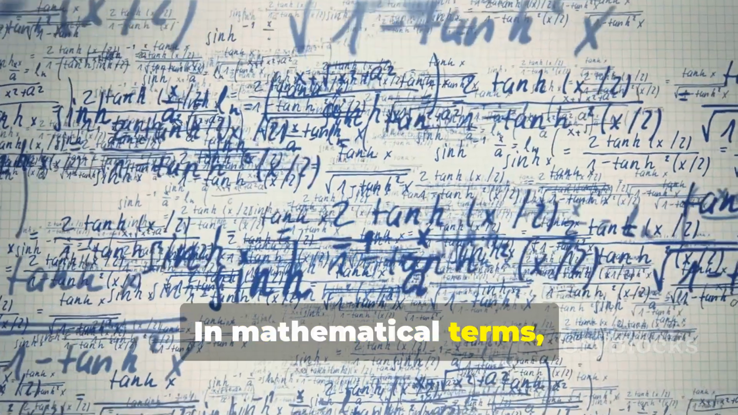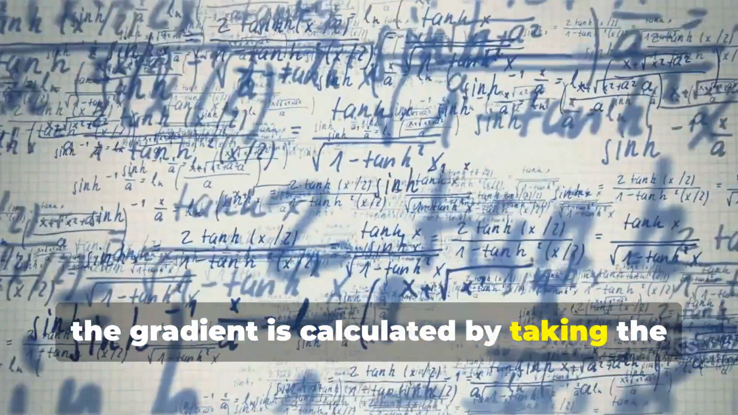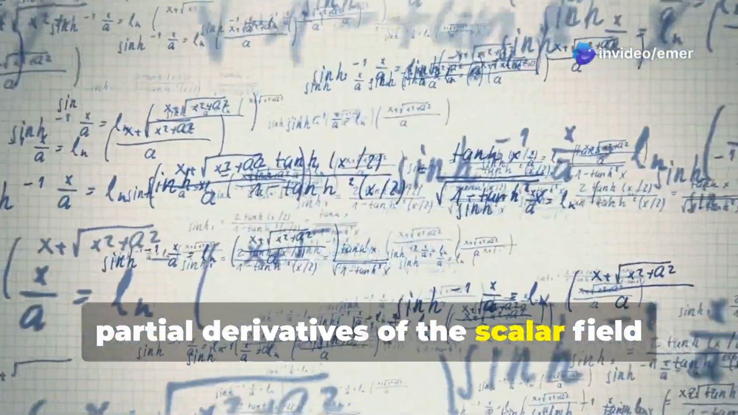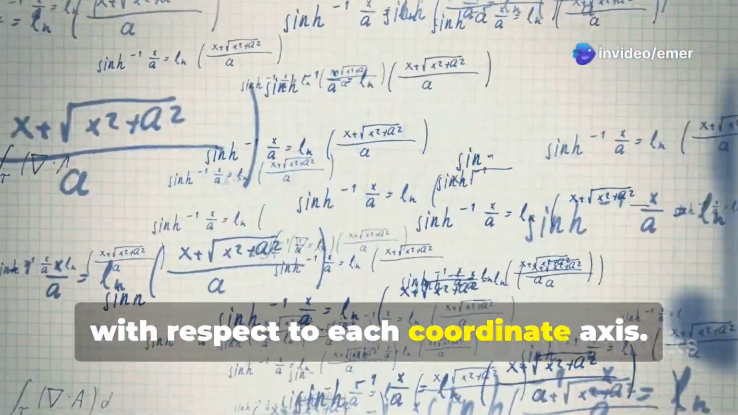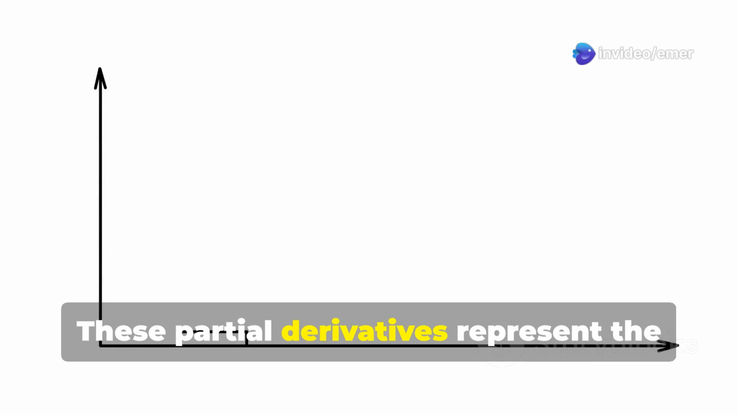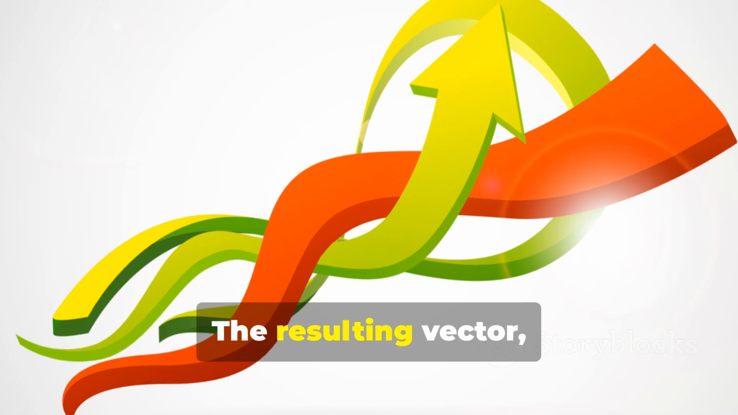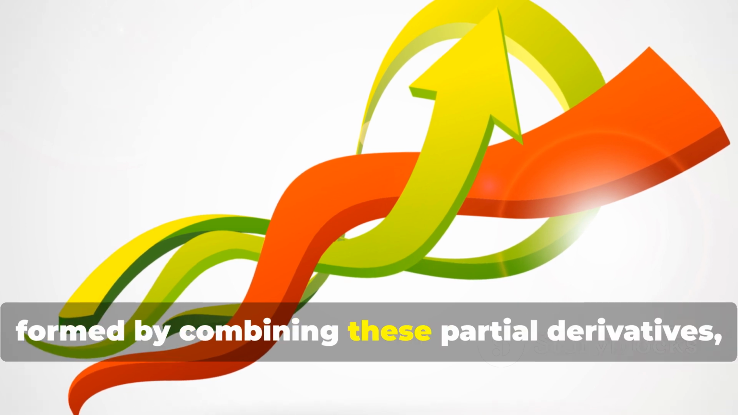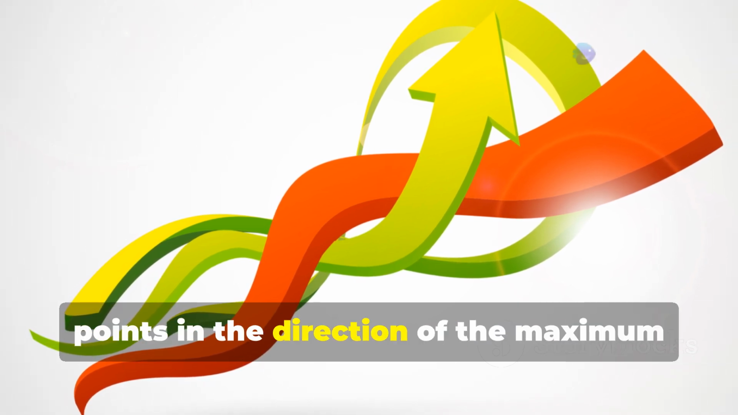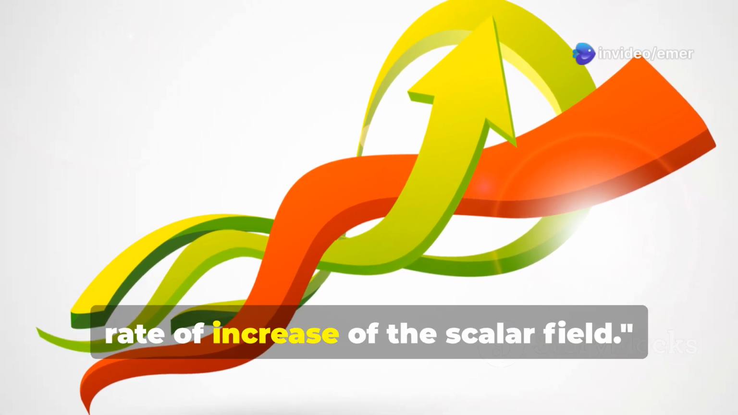In mathematical terms, the gradient is calculated by taking the partial derivatives of the scalar field with respect to each coordinate axis. These partial derivatives represent the rate of change of the field in each direction. The resulting vector, formed by combining these partial derivatives, points in the direction of the maximum rate of increase of the scalar field.